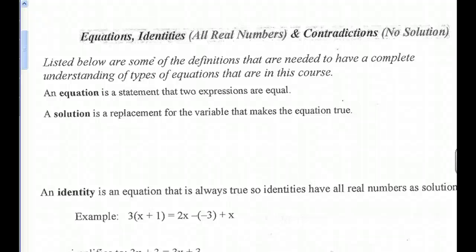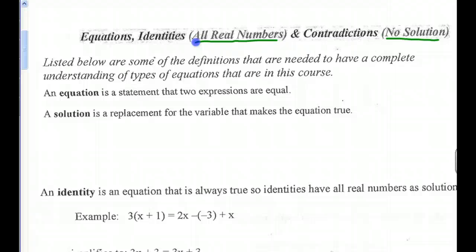Okay, so these are our last solving equations notes. At the top, you'll see your title already written for you. Equations, identities, and in parentheses it says all real numbers, because that's what an identity is when your solution is all real numbers. And then it says contradictions. That's just another word for when you have no solution. So I'll be using identities, all real numbers, contradictions, and no solution in all that vocabulary in the video today.